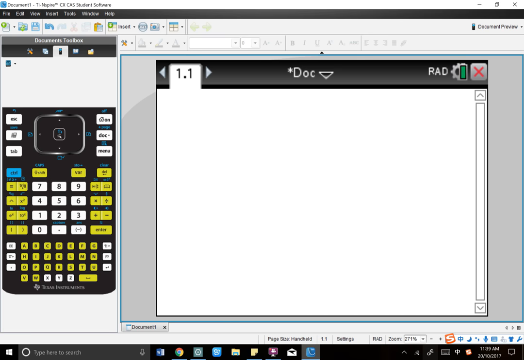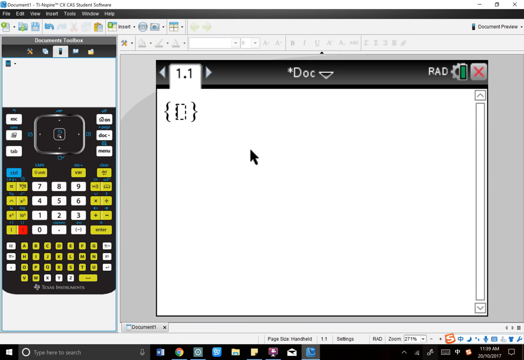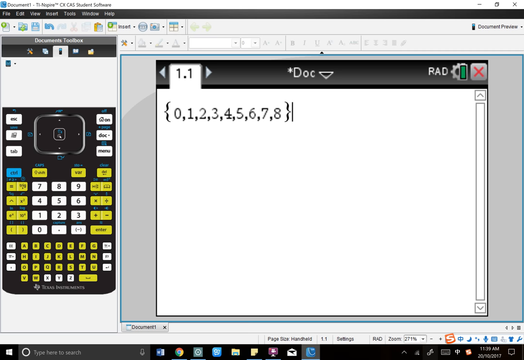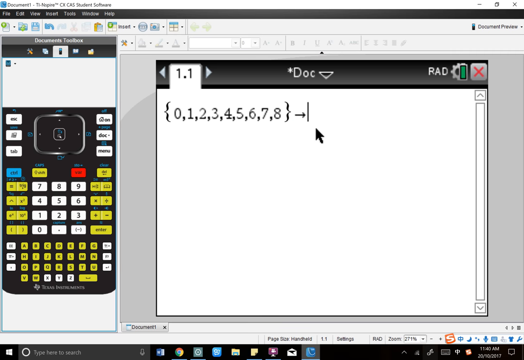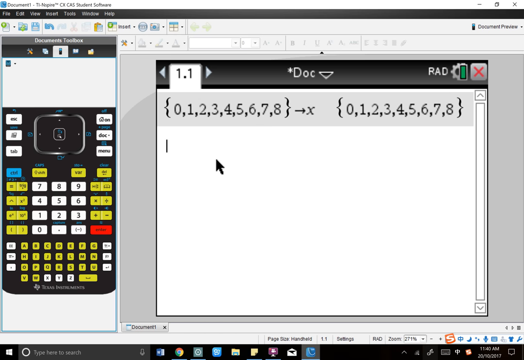Menu, add a calculator. Control and this, I want the curly bracket. It's the button next to 0. And then I will put 0, 1, 2, 3, 4, 5, 6, 7, 8 in. Okay, these are the nine numbers that can be possible for the x. Okay, I'll go control VAR to define this. This is called the value of x, okay? Define it. This is the value of x you can take.